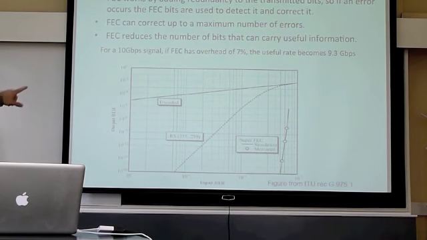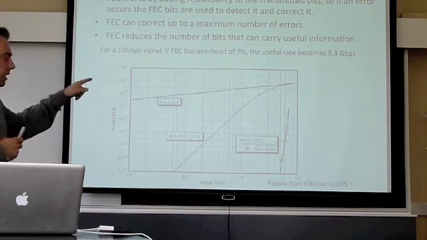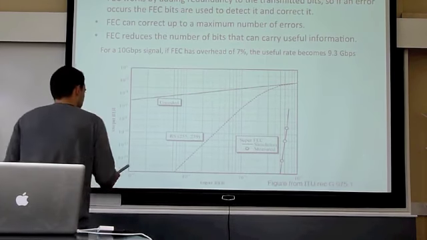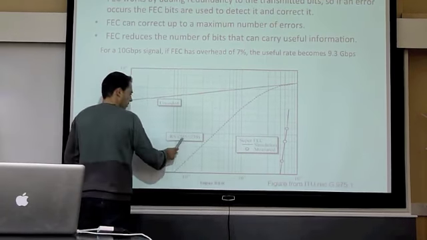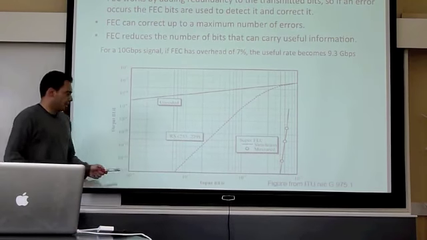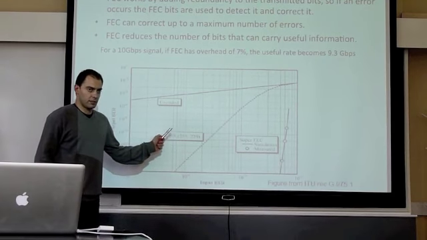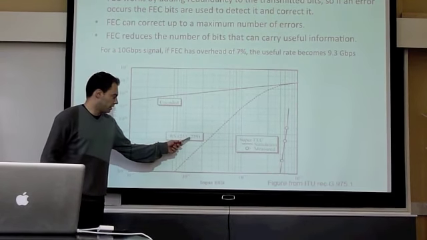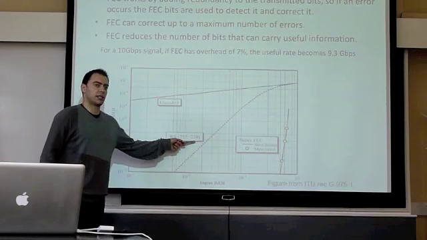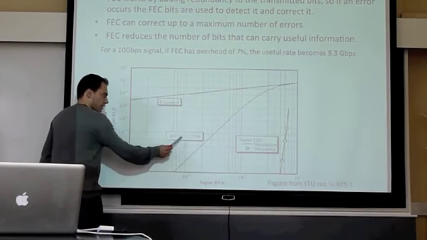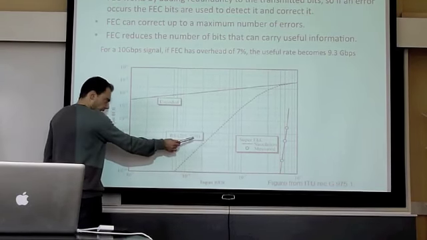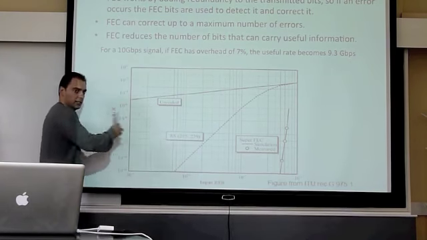Now, of course, what's wrong with using FEC? This FEC is based on 255,239. That basically means I need to send 255 blocks of data in order to send really 239. So this is the real data that I send, and the difference between the two is the overhead that I send.